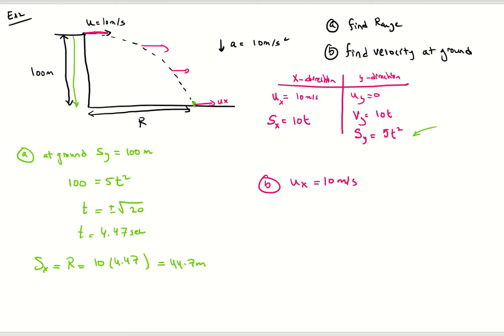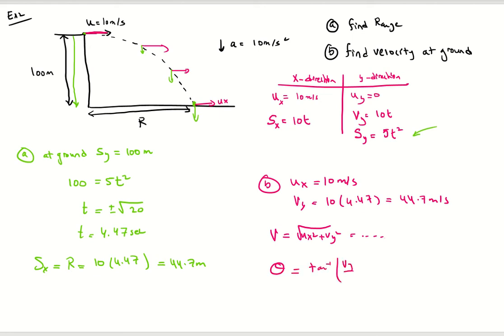But the vertical velocity, at the beginning it was 0, and then it's going to speed up in the positive direction, the same way as the free fall when the object is dropped. So now Vy at the ground is equal to 10 times the time at the ground, which is equal to 44.7 meters per second. And in the same way, you will find V. So V is the square root of ux squared plus Vy squared, and you find the value. Now, this is the magnitude, as if he's asking for the speed. For the direction, of course, it's tan inverse of Vy over ux.